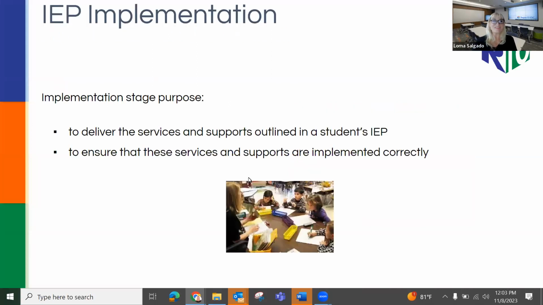I'm glad you're here. So let's talk about IEP implementation. Let's talk about the purpose of this today. It's to deliver the services and supports that are outlined in your child's IEP and to ensure that these supports and services are implemented correctly. And the truth is, it takes everyone to do an IEP and make sure that everything is correct in it.